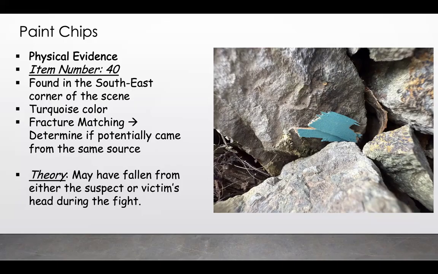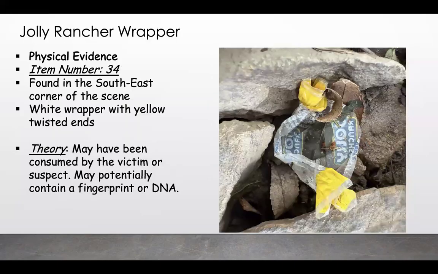Our theory overall for the paint chips was that they may have fallen from either the suspect or the victim's head during the fight, which led them to land in between the rocks. And then our next piece of evidence was a Jolly Rancher wrapper. This was a physical piece of evidence, but it was found in the southeast corner of the scene. It was a right wrapper that had yellow twisted ends, and as you can see in the picture, there were leaves and other debris also inside the wrapper.